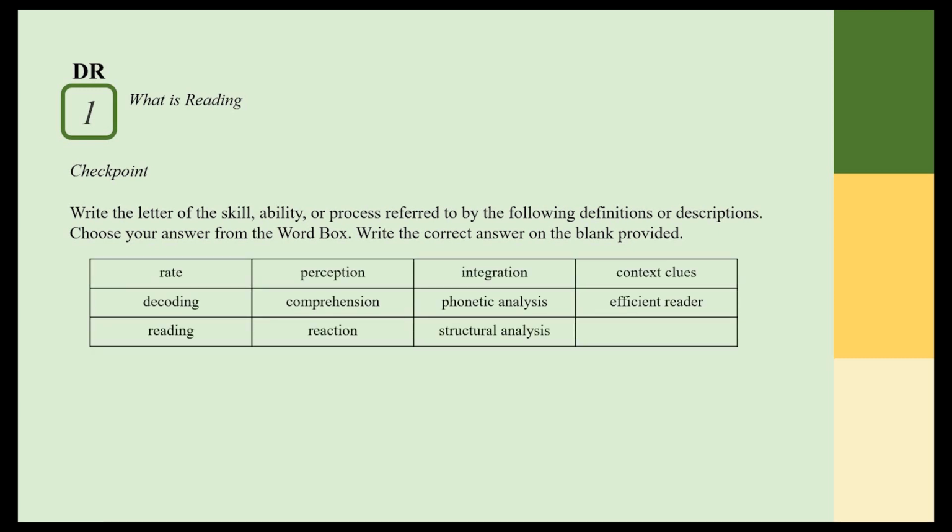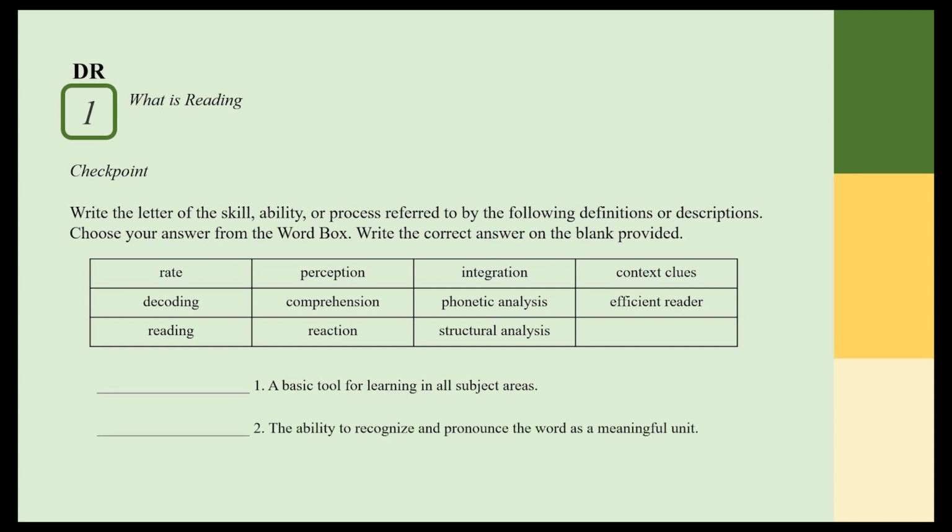So, here they are. The first column has the terms rate, decoding, reading, perception, comprehension, reaction, integration, phonetic analysis, structural analysis, context clues, and efficient reader. So, let's first have item number one. A basic tool for learning in all subject areas. Which among those terms do you think is the correct answer?